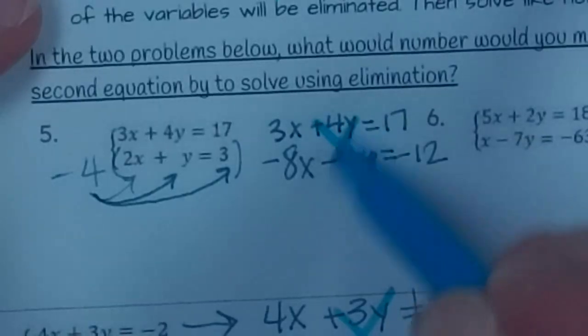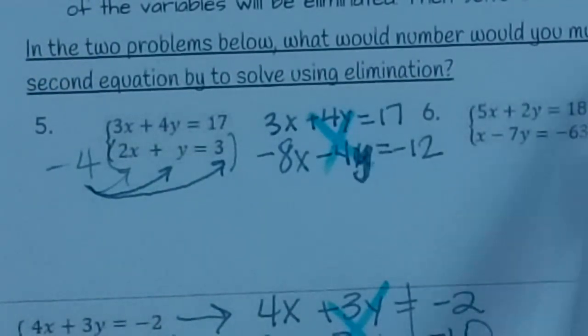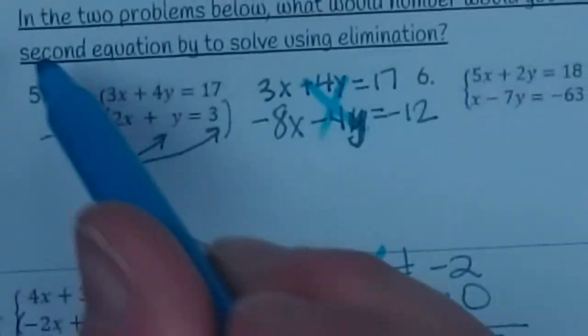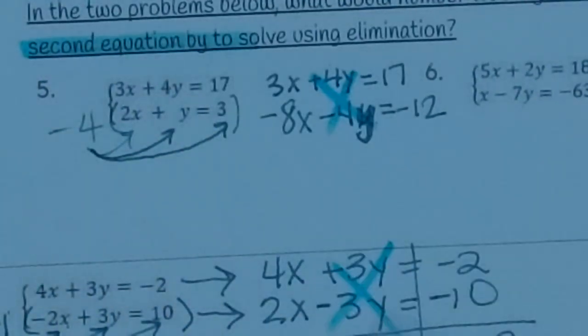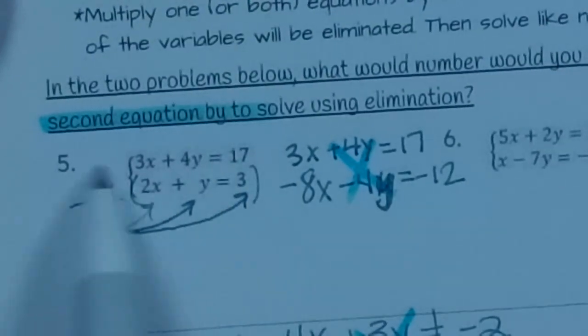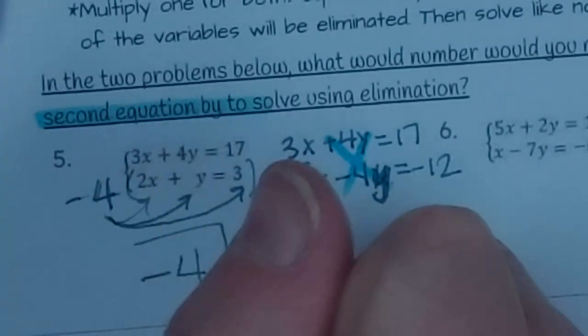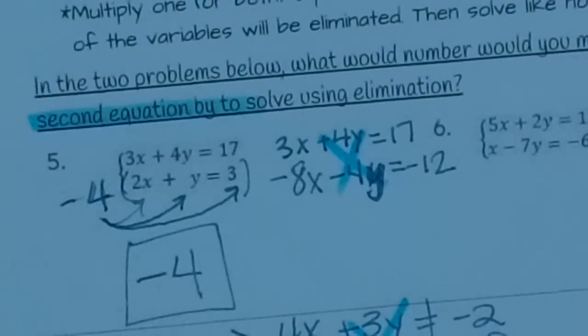Does that make sense? This question says, if the two problems below, what number would you multiply the second equation by? So the answer to this question, they're not asking you to solve this. They're just asking you, what number would you put outside the parentheses on the second equation? So for number 5, we would put a -4 so that they would cancel.